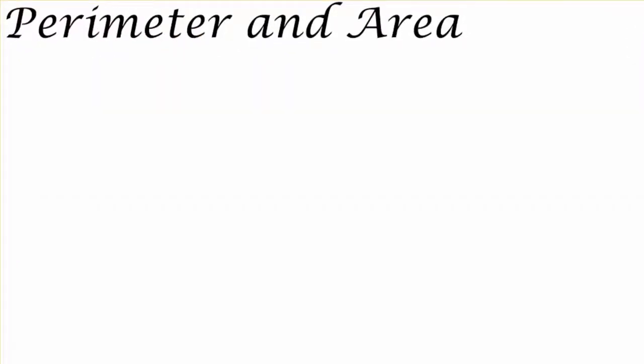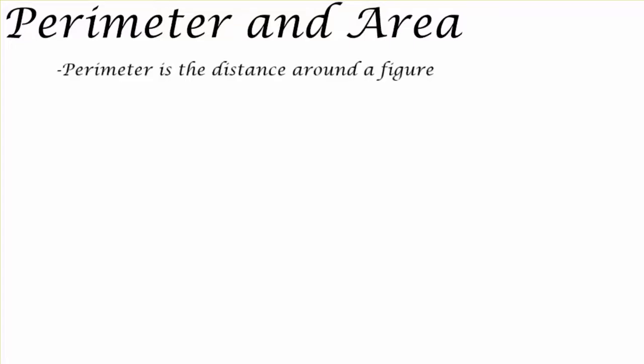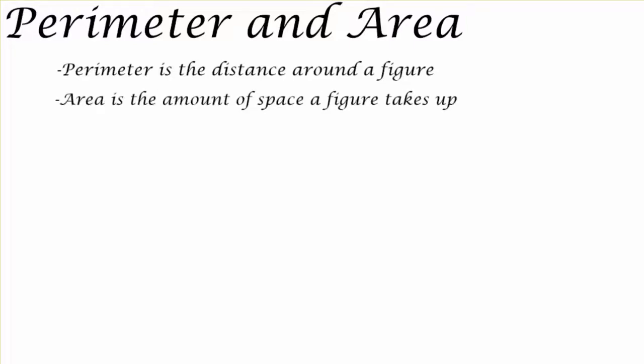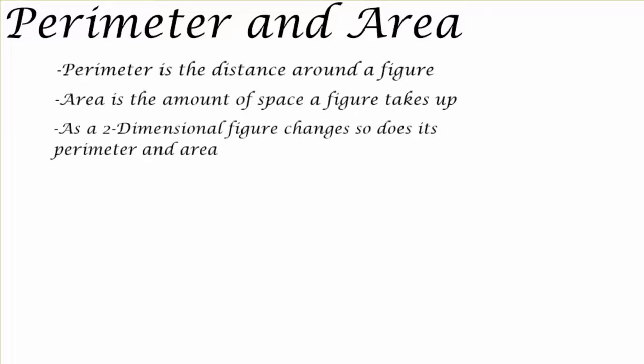Welcome to the lesson on perimeter and area. In this particular lesson, we will take a look at some of the comparisons and changes of perimeter and area as shapes change. Now, perimeter is the distance around a figure, and area is the amount of space a figure takes up. We've got to think that as a two-dimensional figure changes, so does its perimeter and area. But how those perimeters and areas change is what makes things interesting.